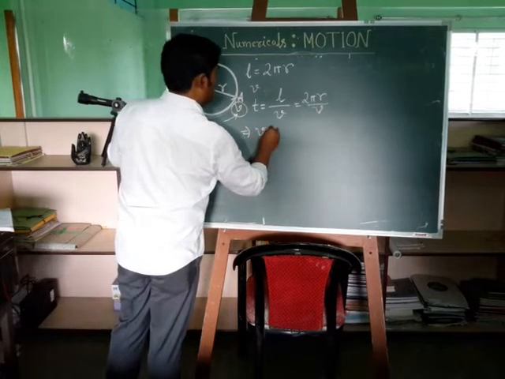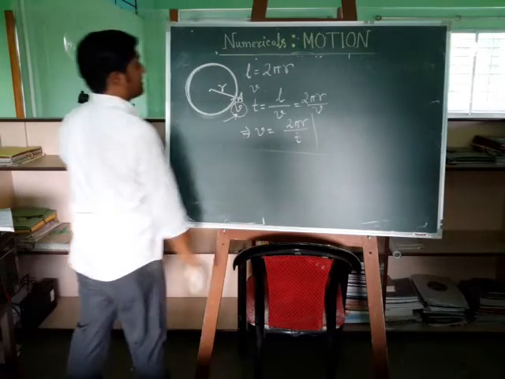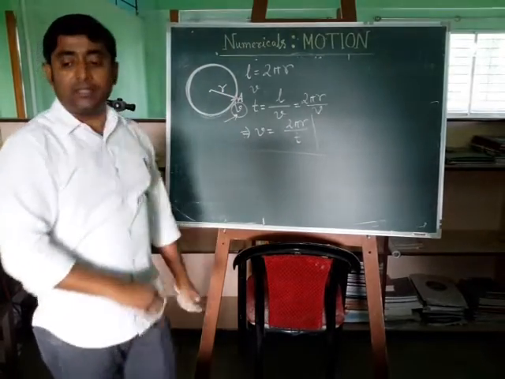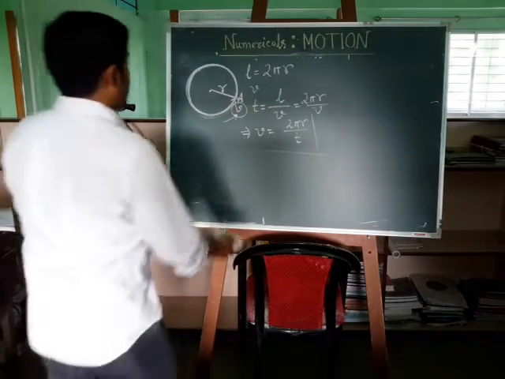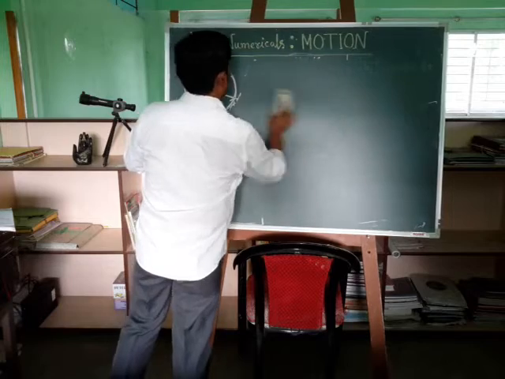Then velocity will be 2 pi r upon t. So that is the concept. Based on this, we will be doing our next two problems. Let me wrap this. You have understood this, I am sure.